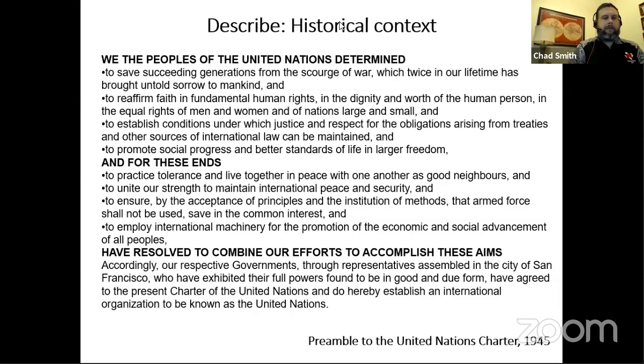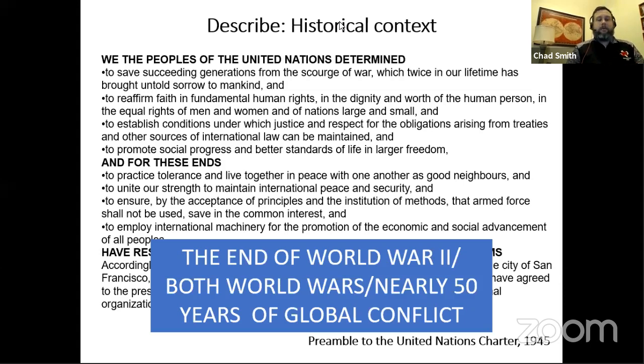Okay, so hopefully you had some time to think about what was happening in the world when this document was written in 1945. But the document itself also gives you a little bit of a hint right there in the first couple of lines when it says to save succeeding generations from the scourge of war, which twice in our lifetime has brought untold sorrow to mankind. The best answer to providing historical context for this document, the preamble to the United Nations Charter, is the end of World War II.